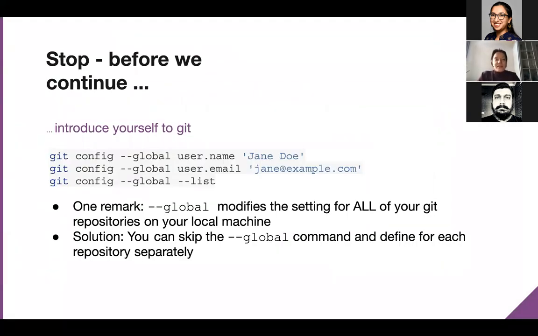When you start the first time with Git, introduce yourself to Git. Define your username that you have in Git and also your user email address with these commands: git config --global, and then user.name and user.email. With --list you can have a look at all the users that are set up. One remark: this --global defines the setting for all of your Git repositories on your local machine. There might be cases where you don't want to do that. Then just skip this --global, and define the username and user email for each repository separately.